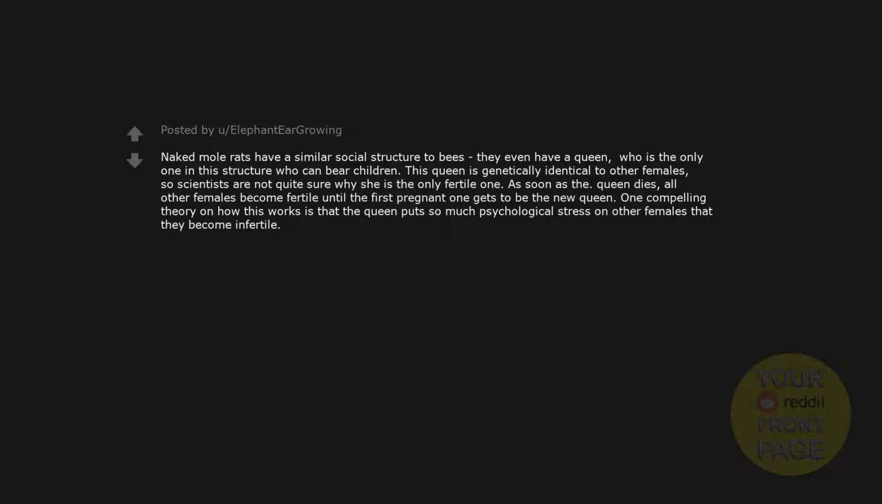This queen is genetically identical to other females, so scientists are not quite sure why she is the only fertile one. As soon as the queen dies, all other females become fertile until the first pregnant one gets to be the new queen. One compelling theory on how this works is that the queen puts so much psychological stress on other females that they become infertile.